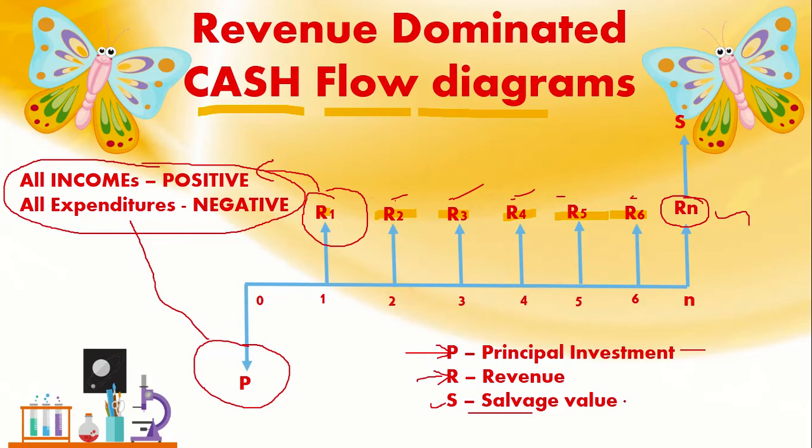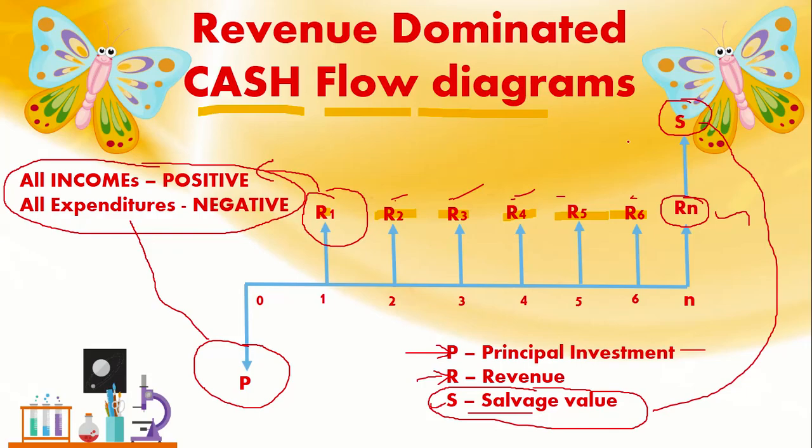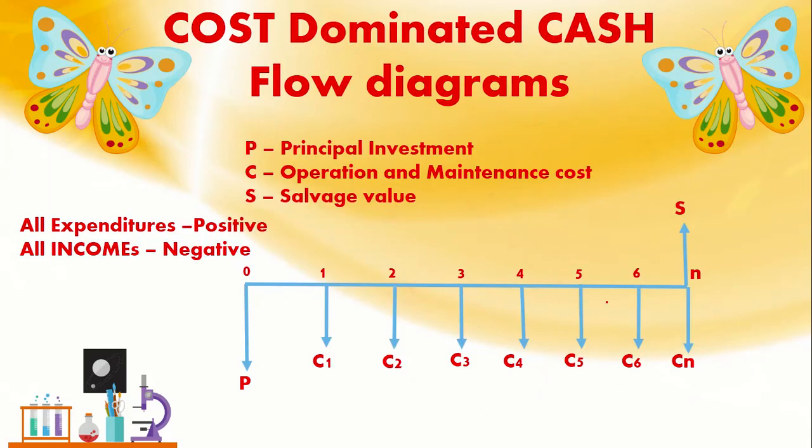Next, here I gave a notation, it is S. S is a salvage value. The salvage value means resale value. Now, when that company sells that machine, the amount obtained by that company is called a salvage value. That salvage is an income to that company. It is income or inflow. So we are drawing that arrow mark on the upward side also. So this is called a revenue dominated cash flow diagram. Now I hope it is clear to you what is meant by revenue dominated cash flow diagrams.